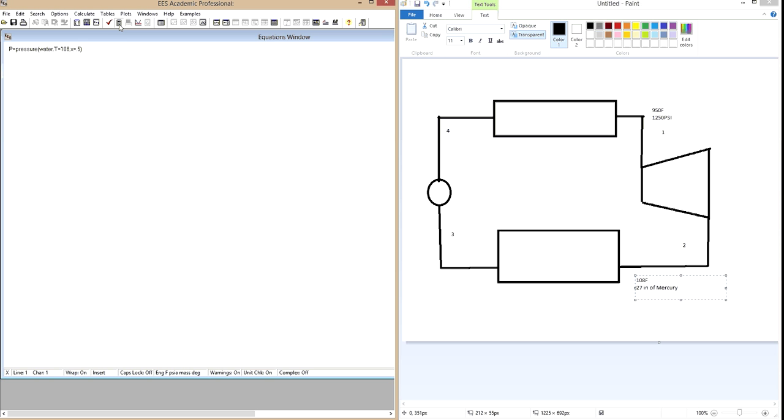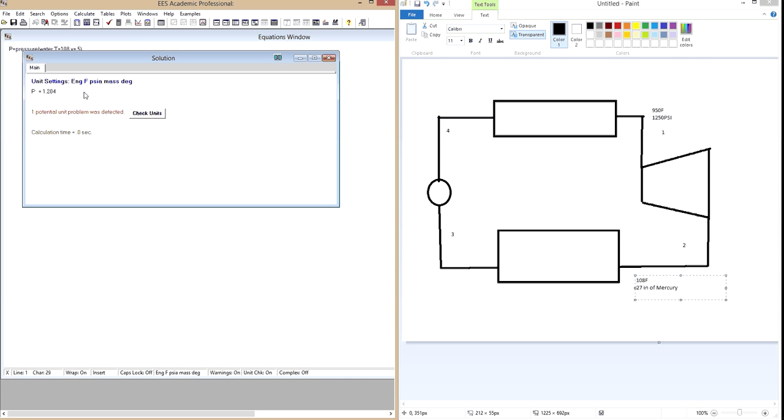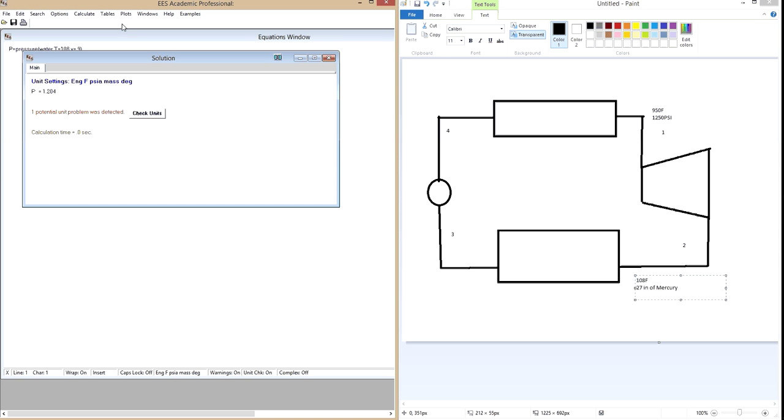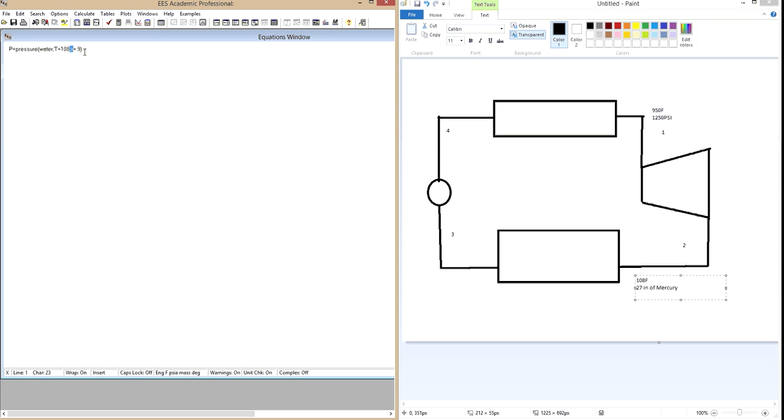So I'm going to hit run, and we get 1.204, which is pretty close to what you would say if you just Googled 27 inches of mercury into psi. So instead of using the low pressure, I'm going to use temperature. If I used X equals 0.9 as it was 90% vapor, we'd still get 1.204 because it's a constant pressure. So I don't need this 27 inches of mercury.